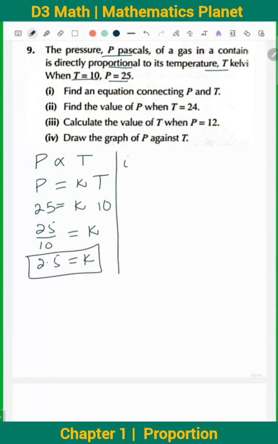Okay, now part number 1. Find an equation connecting P and T. So P should be equal to K into T, which is 2.5 T. Very good. I really love when all of you keep on answering me.